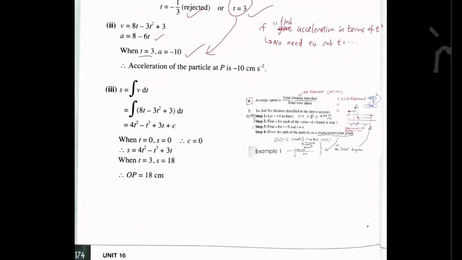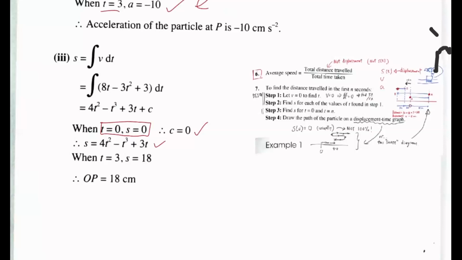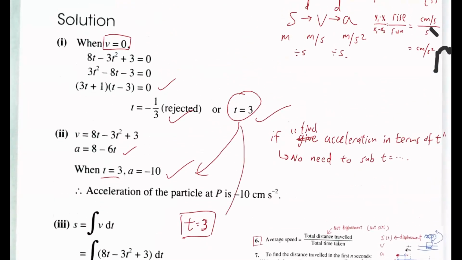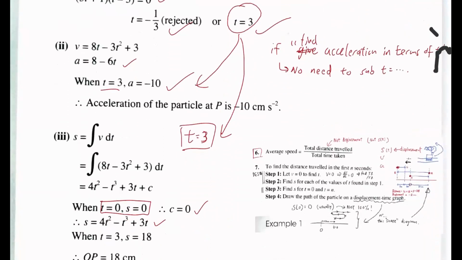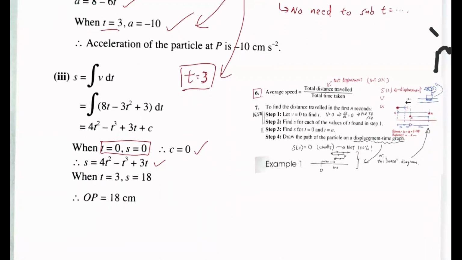Okay, so anyway, assuming that t equals 0, s equals 0, then from there you can solve for c equal to 0, which means you get a formula for s. But still not done yet. That was only finding s. We need to answer step 2: find s for each of the values of t found in step 1. We already found t equals 3 as the only value of t from step 1, step 1 being part 1's answer. Right? Then from there, you sub in t equals 3, you get s equals 18. So therefore, OP is 18.